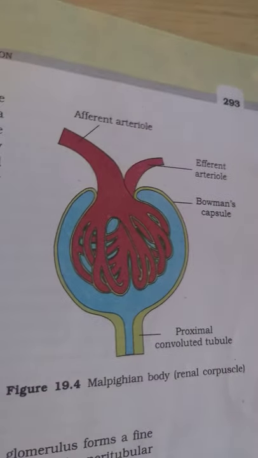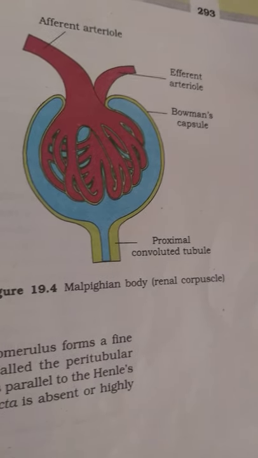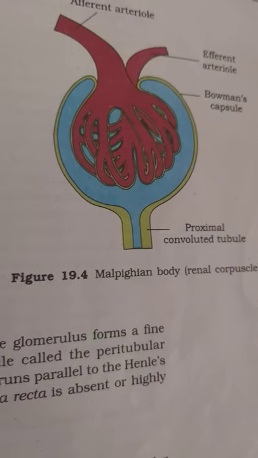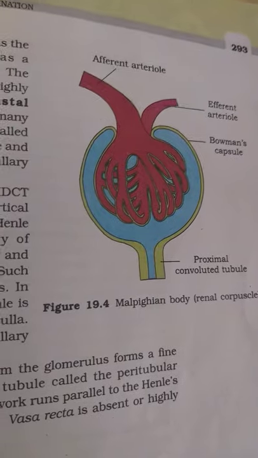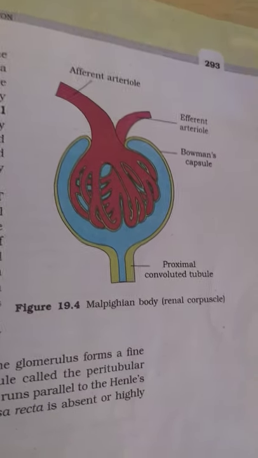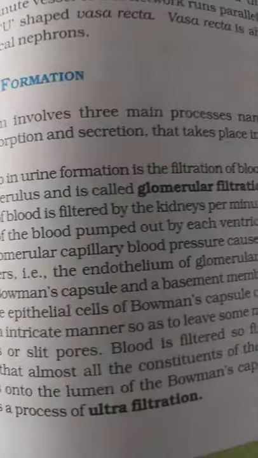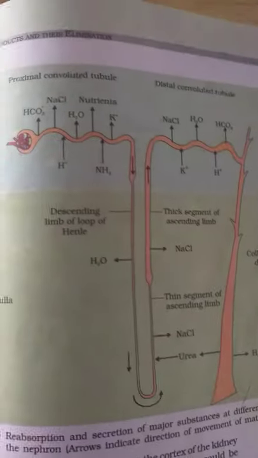Here you see this, this is the PCT. What is PCT? It is the proximal convoluted tubule. Can you see here the afferent arteriole in the larger diagram? Here it is known as the Malpighian body or renal corpuscle. Now here, the glomerular filtration through the Bowman's capsule is a procedure known as ultrafiltration.